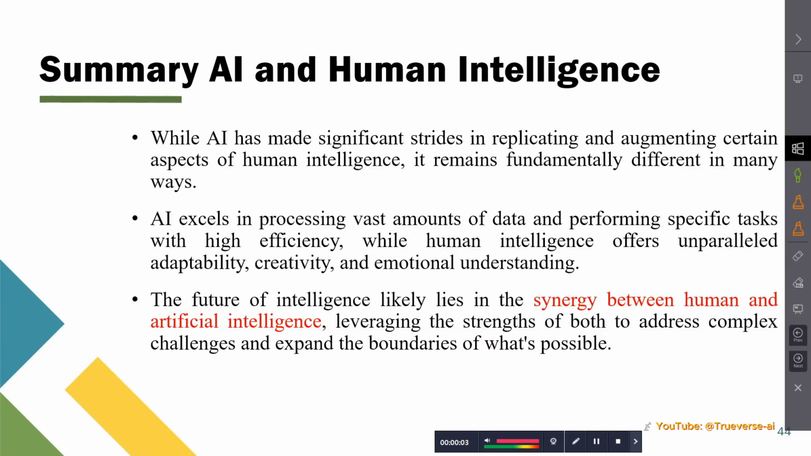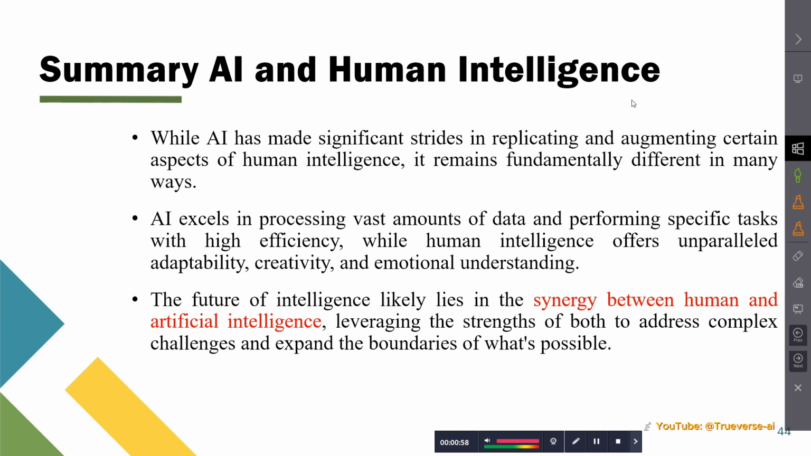Part 3 of lecture 5. What we discussed in part 2 of lecture 5, until the summary of AI and human intelligence, is that while AI has made a significant role in augmenting certain aspects of human intelligence, it is fundamentally different in many ways. AI excels in processing vast amounts of data and performing specific tasks. So then we said that the future will be some sort of merging between human and AI.